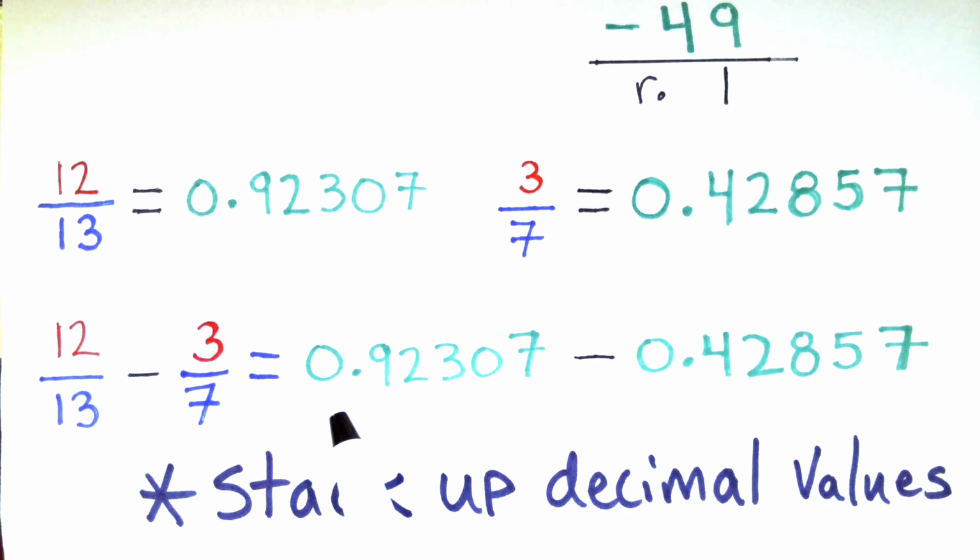Well, 12/13 is 0.92307. So that goes first. That's going to be on top, minus the 0.42875, which will be on the bottom. That represents the 3/7. Right?